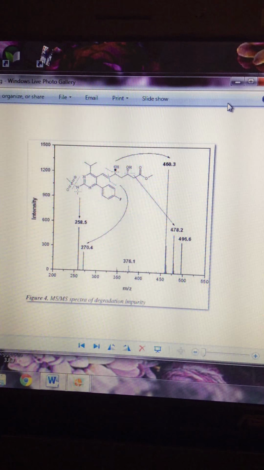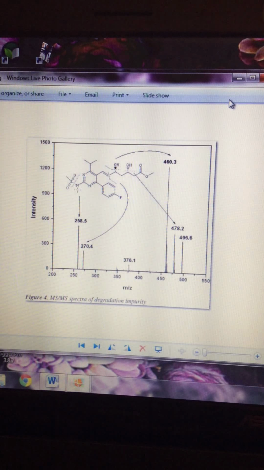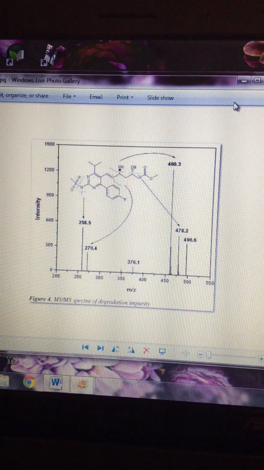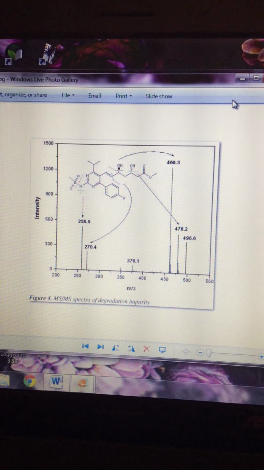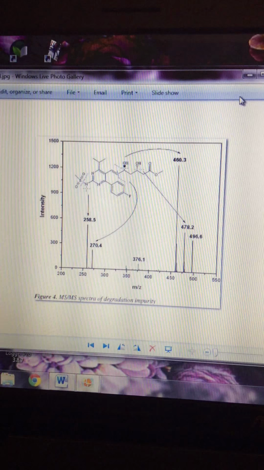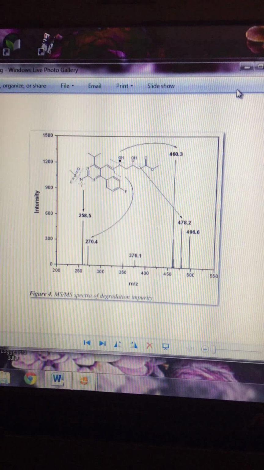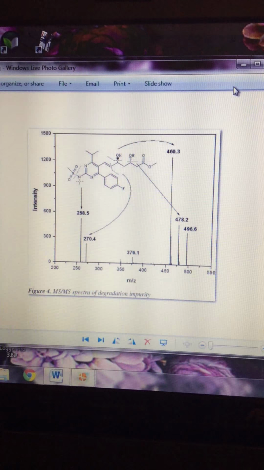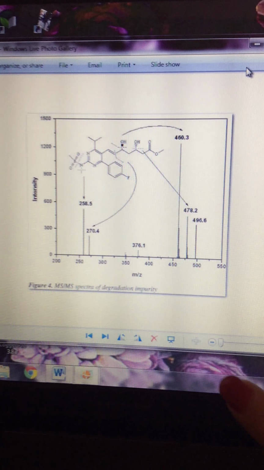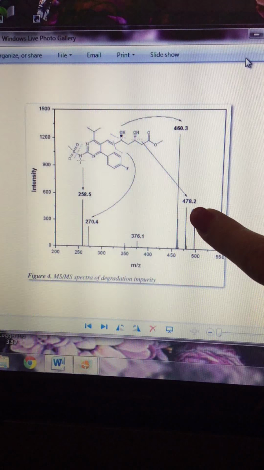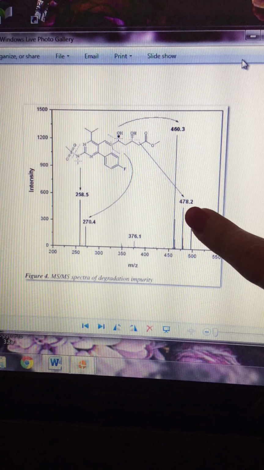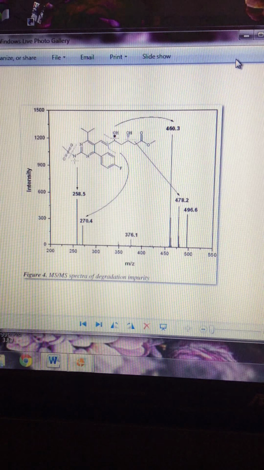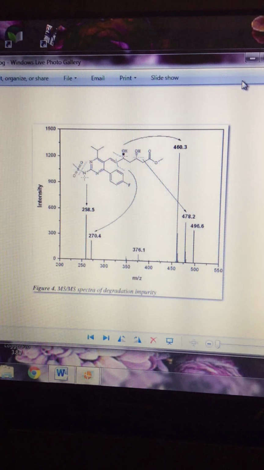So you would put a sample into a mass spectrometer and it would bombard the sample with a stream of electrons, and if these electrons have a high enough energy, they will knock an electron off of the organic molecule to form a positive ion, and this positive ion is called the molecular ion. And as you can see on this peak right here, this 478.2, that's the molecular ion for rosuvastatin.